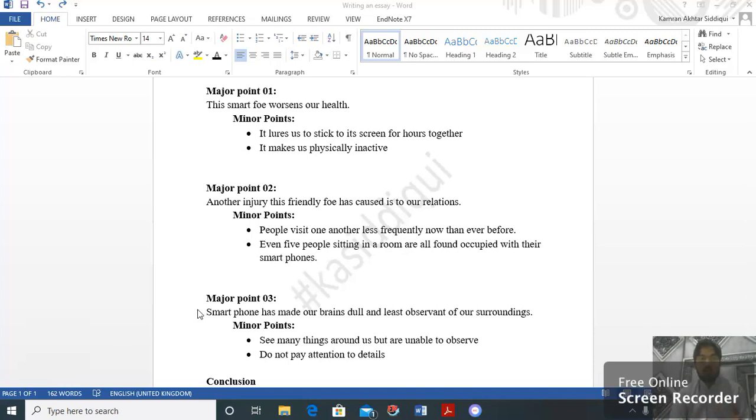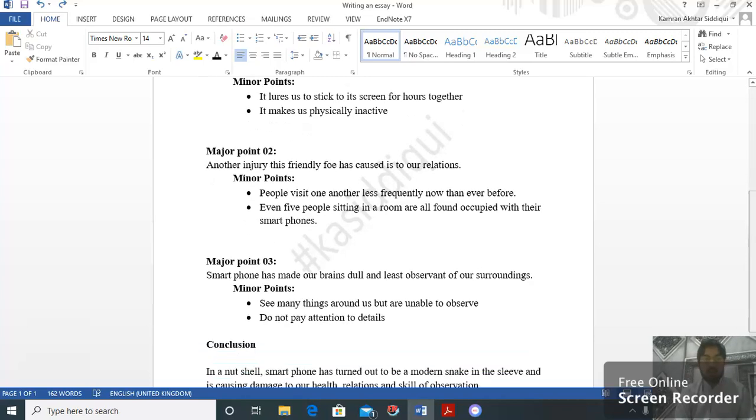to our relations. For example, how does it affect our relations? We can support this by saying we pay less frequent visits than ever before. We use text just to deliver messages, and we do not meet people often. And if people are sitting in one room, they are all occupied with their smartphones and do not pay attention to one another. So this is how it is affecting our relations.